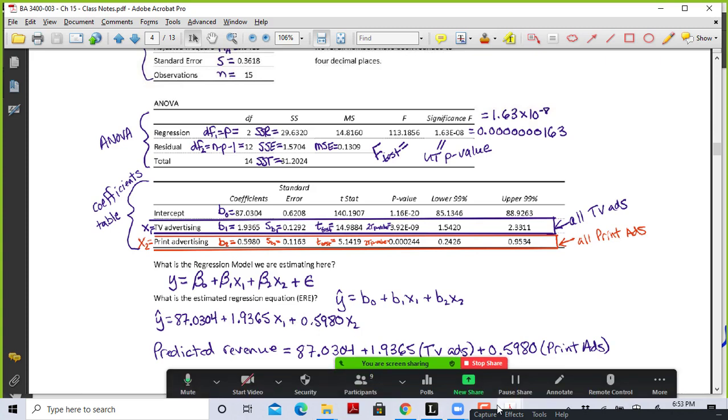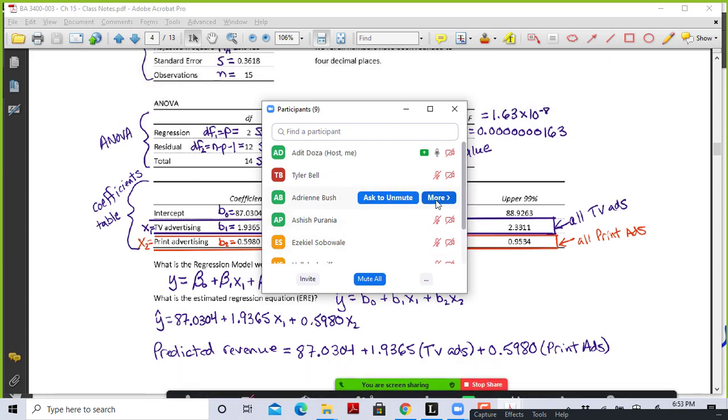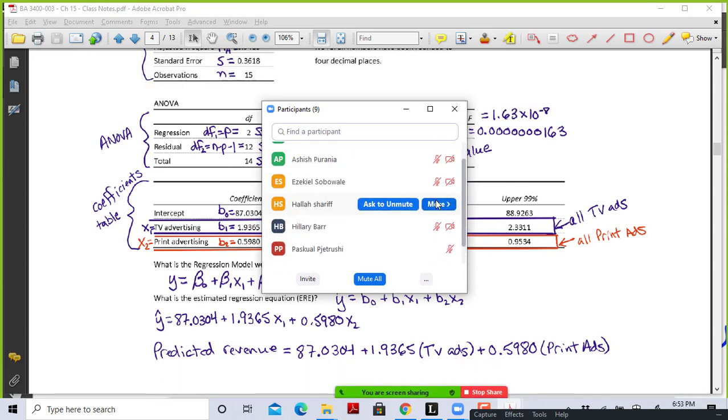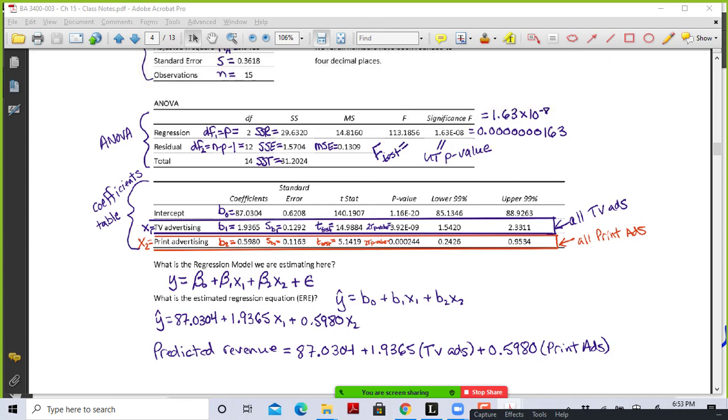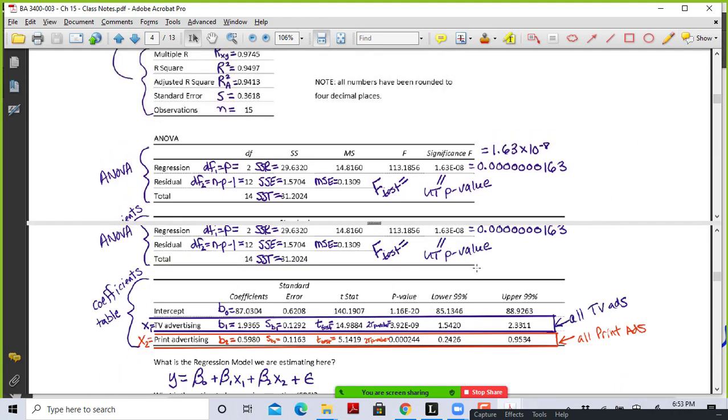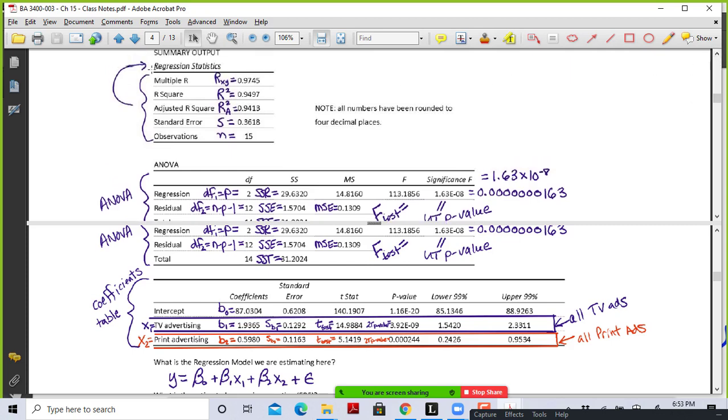Someone asked me whether they should write the variable names or not. That was you, Tiffany. So yes, you have to write the variable name. What is x1? x1 is the TV advertisement, so you have to write it here. Print advertising is x2, so you have to write the full form. It's very similar to chapter 14. And in the exam, I'm going to erase some of this, and you have to fill in the rest. You will definitely get this question for sure.